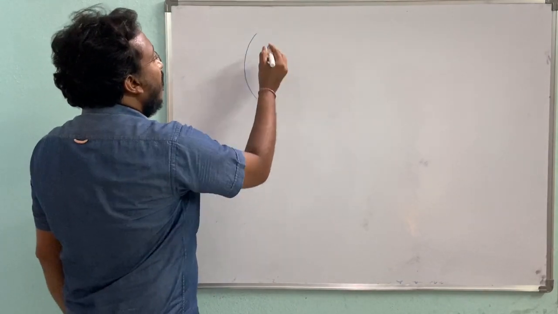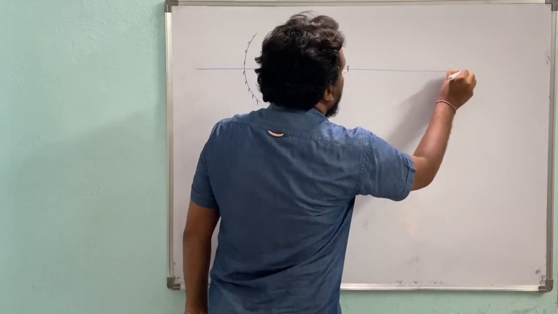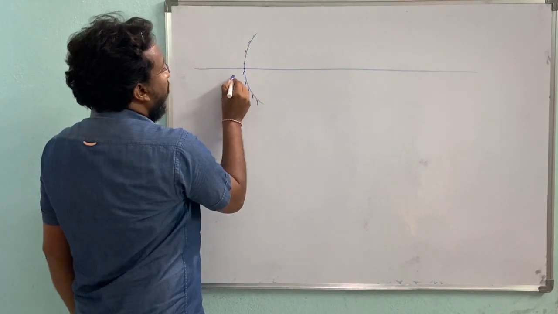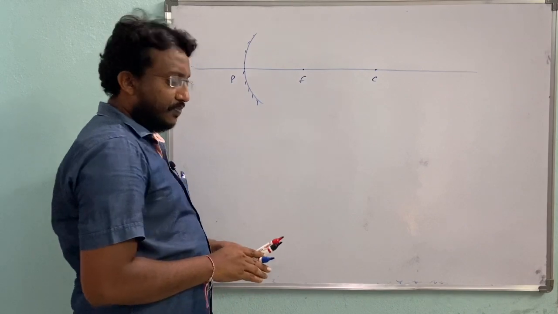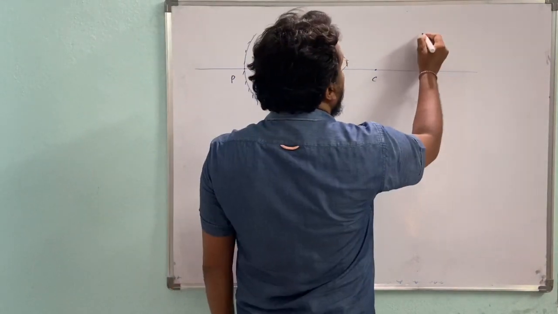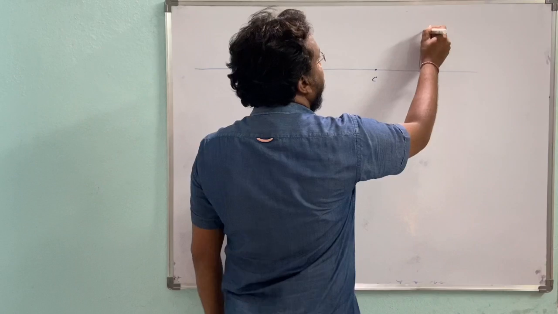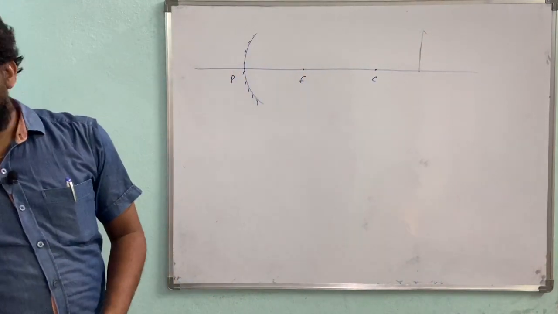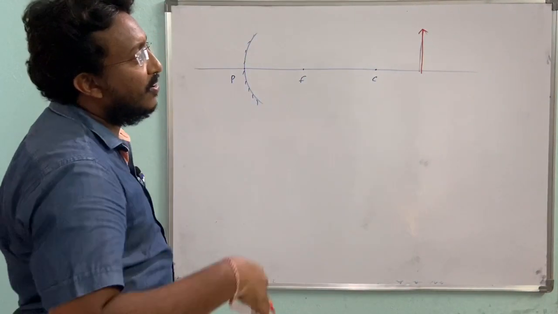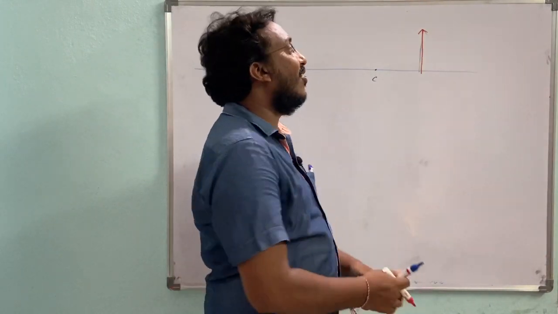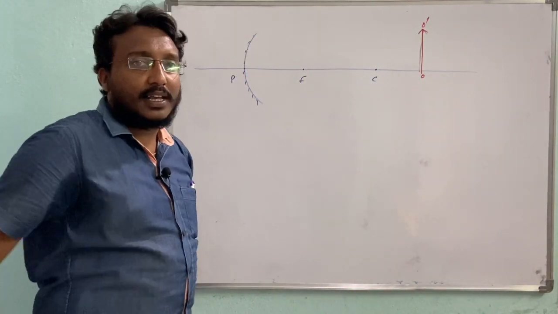This is a concave mirror, right? Here are the principal axis, pole, focus, and center of curvature. I kept the object beyond the center of curvature. Before, in our previous class, we discussed the object at infinity. Here the object is here, right? How to draw the ray diagram if the object is on the principal axis?